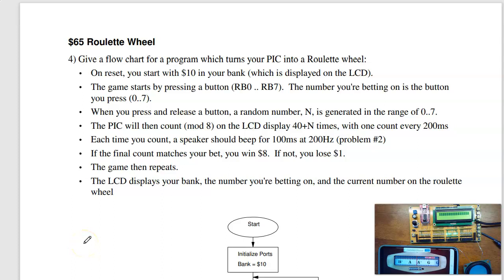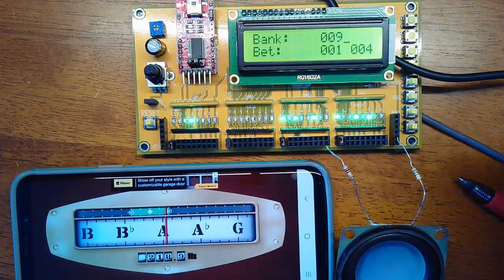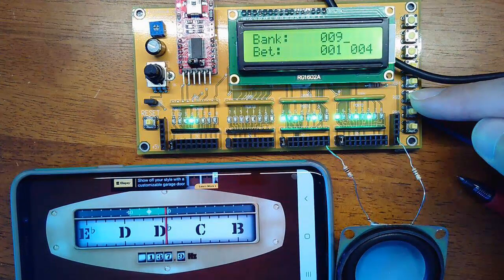Next problem. I want to get a roulette wheel. So here's what the roulette wheel should look like when you're done. When the code's finished, I want this. The number I press is the number I'm betting on.